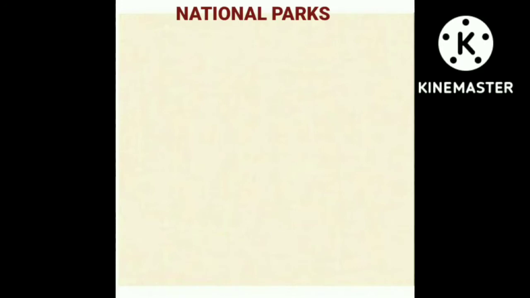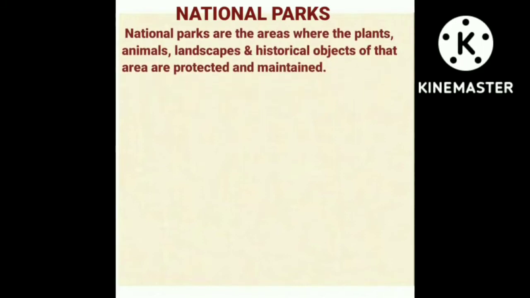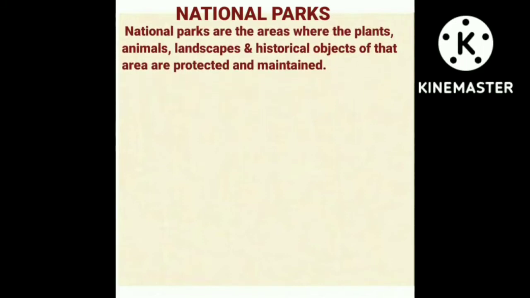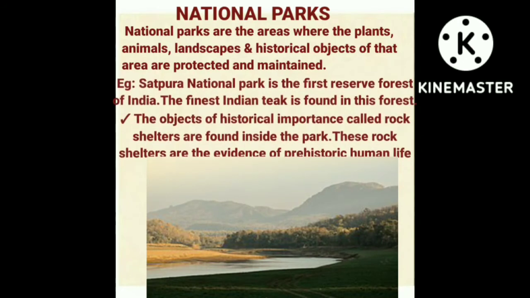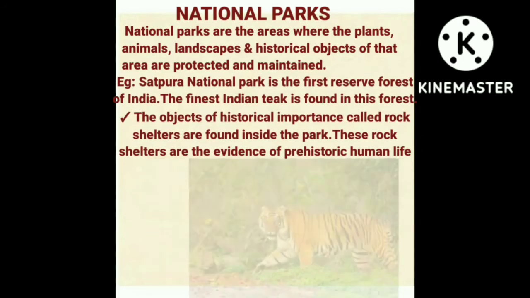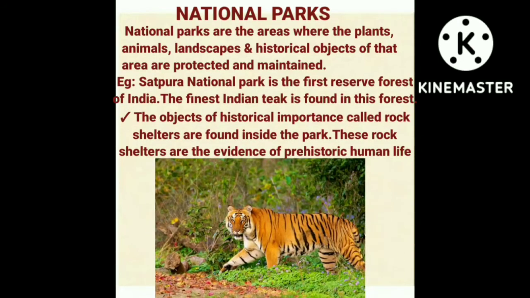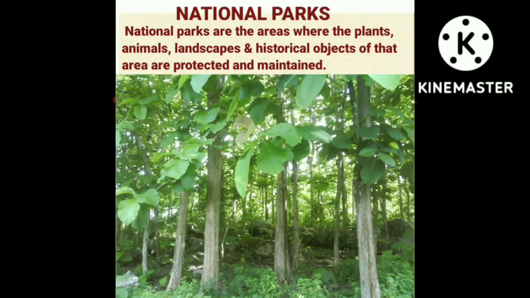National parks are the areas where the flora, fauna, landscapes and historical objects of that area are protected and maintained. An example of a national park is the Satpura National Park. It is the first reserve forest of India. The finest Indian teak is found in this forest. The objects of historical importance called rock shelters are found inside the park. The rock shelters are the evidence of prehistoric human life.